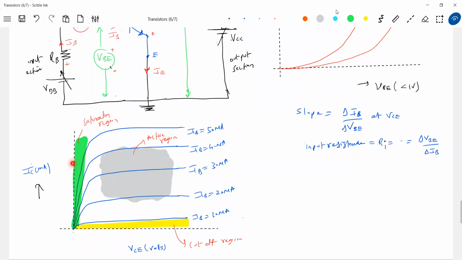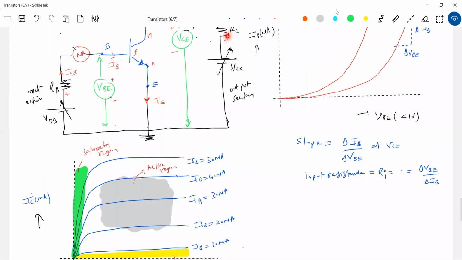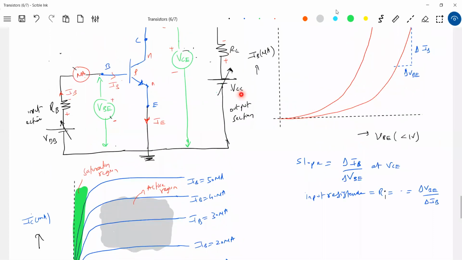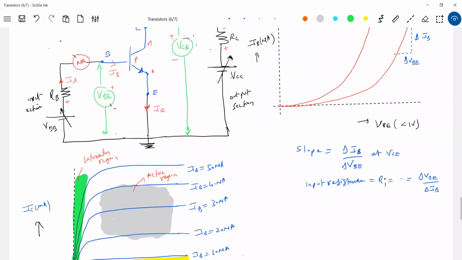So you should operate in this one. If you want to make it on-off, you should make it fluctuate here. If you want to use it as an amplifier, you should bring it here. So to that purpose, you should adjust the values of RB, VBB, VCC. It all depends upon this. How you adjust these values determines in which region the transistor will operate.